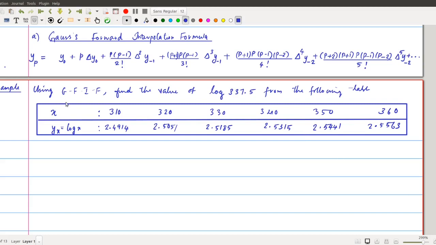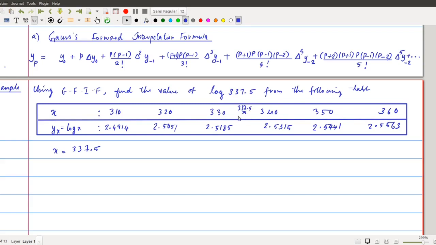This is the example. Using Gauss forward interpolation formula, find the value of log 337.5 from the table. So this is the table. These are the x values: 310, 320, 330, 340, 350, 360. Then y values are this. So we need to find out the value of y at x equal to 337.5. So this is our x, and that comes in between 330 and 340, so somewhere here. So how do we evaluate the y value at this point?